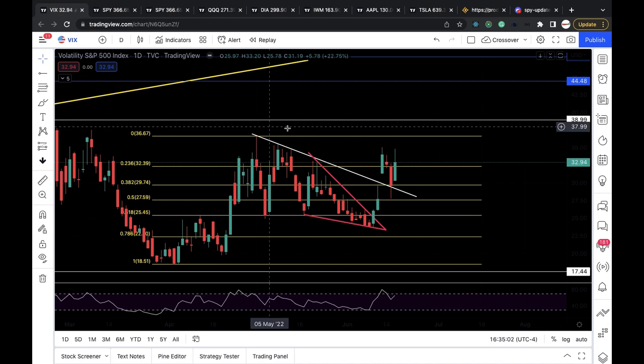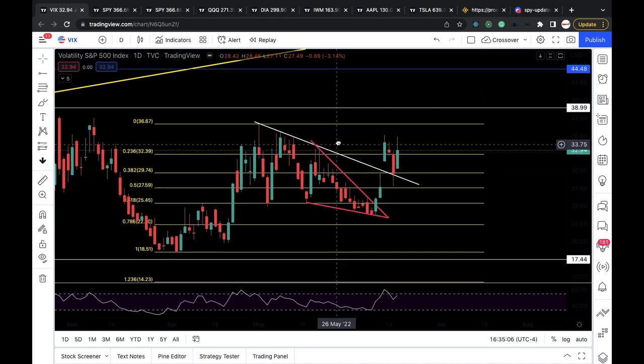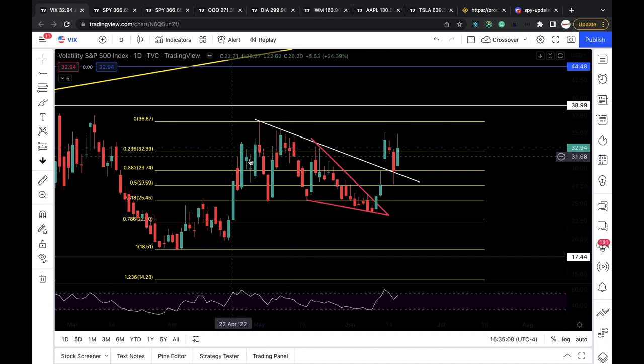I'll move on to the VIX real quick. It did recapture the 32.39 level. That's the 23.6 retracement level that I have here. So VIX is giving us the false breakdown setup. That's usually bullish. So 32.39 must hold for tomorrow to keep 36.6 in play, and above that is 39. If it falls below 32.39 again, that's very bearish, and that will count as a false recapture, false breakout.